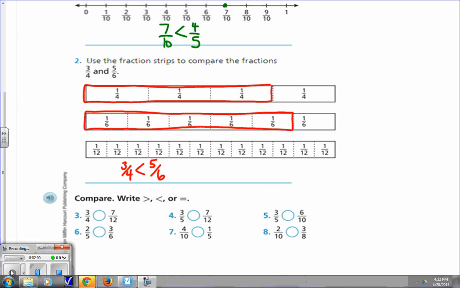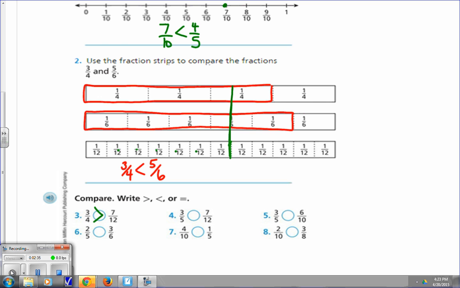So when we compare these six sets of fractions down here, 3 through 8, if our denominators are different and our numerators are different, we can't use the rule that the numerators are the same or the denominators are the same, so we need to use a model. So if I'm looking at 3/4 and 7/12, 3/4, 1, 2, 3, 4, 5, 6, 7, I can see that 7/12 is less than 3/4.